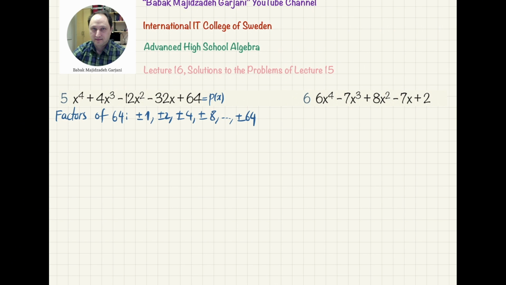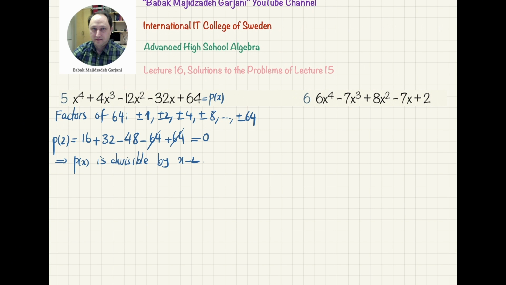For 1 and minus 1, it's not an answer, it's easy to see. But let us check p of 2 now. So p of 2 is equal to 16 plus 32 minus 48 minus 64 plus 64. Yes, so this is gone. That's 0. So this implies that p of x is divisible by x minus 2. Yes.